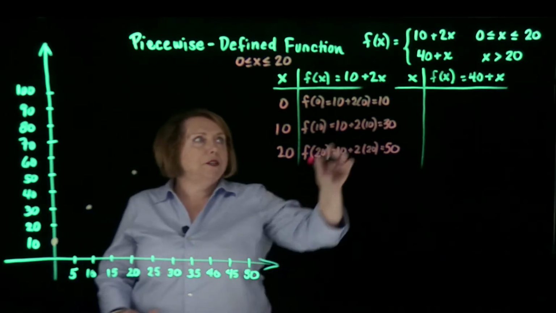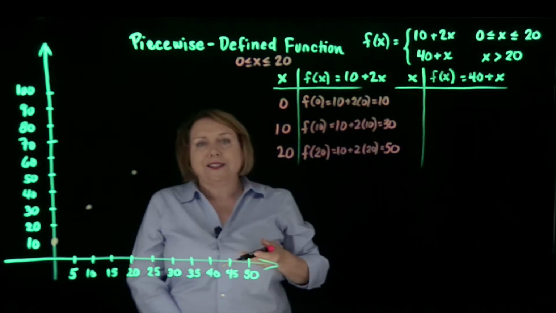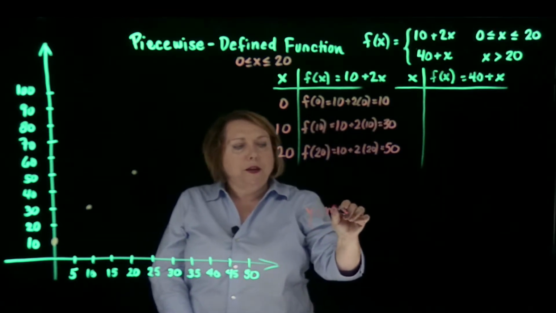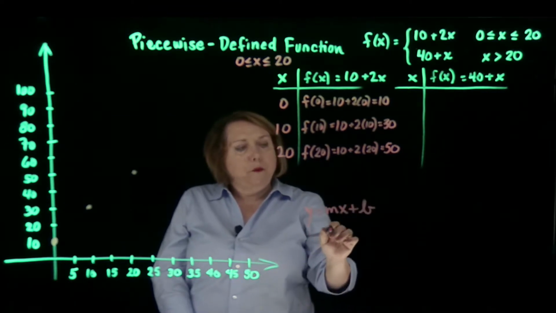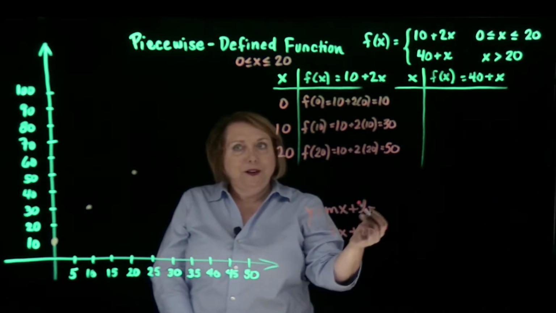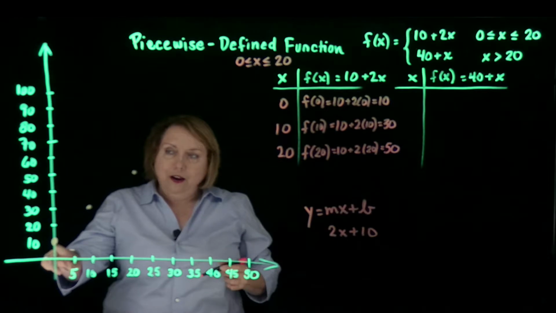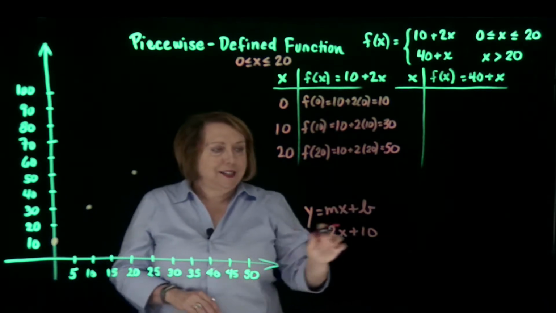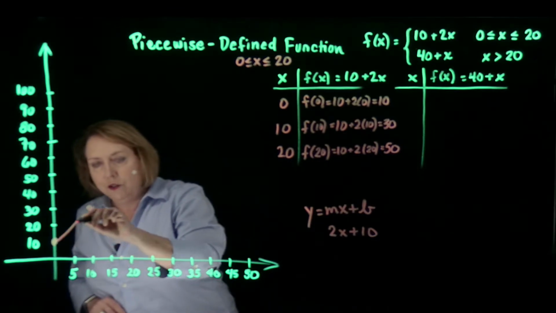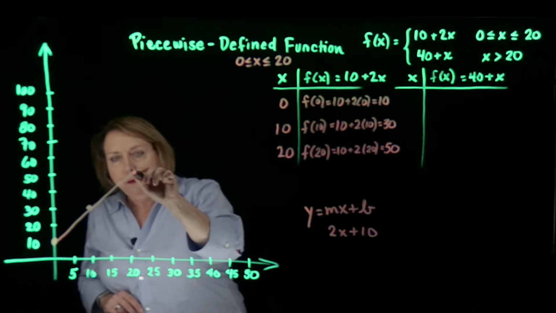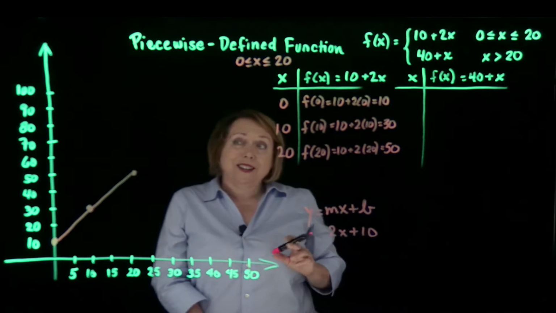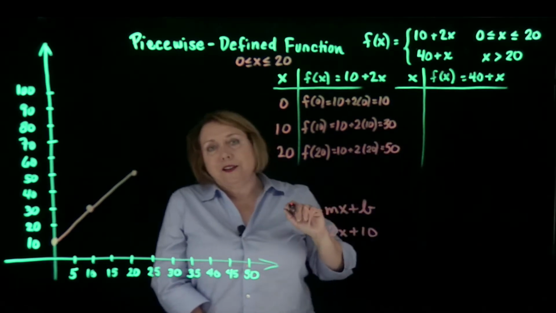How do I know that? Because if I look at the function 10 plus 2x, it's written in the form of y equals mx plus b. If I rewrite it as 2x plus 10, you can see the slope of this line is 2, and the y-intercept, where the graph crosses the y-axis, is at (0, 10). So let me go ahead and draw a straight line through these 3 points, and that's half of my function. I'm not done yet though, because I have another part of it.